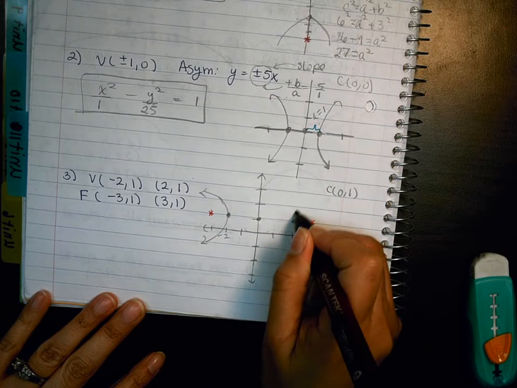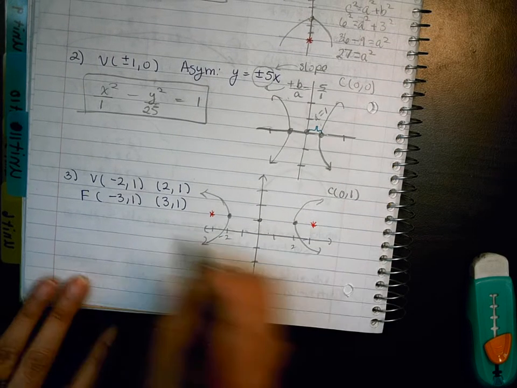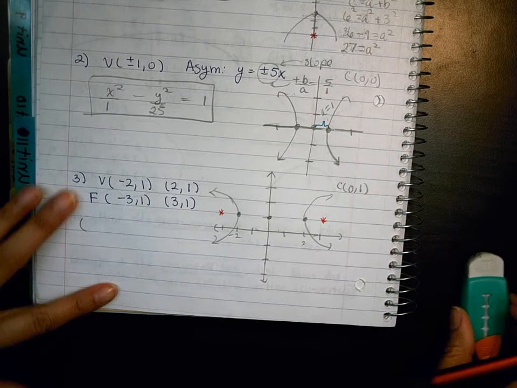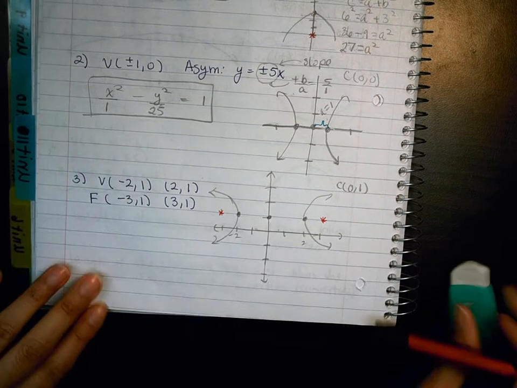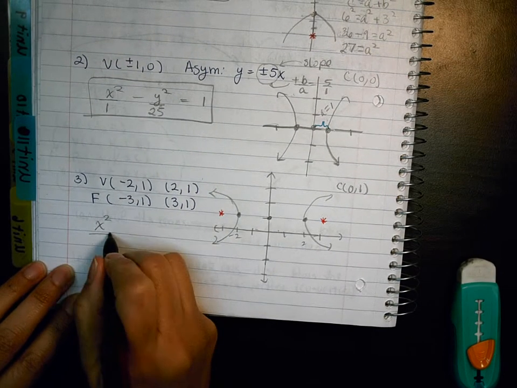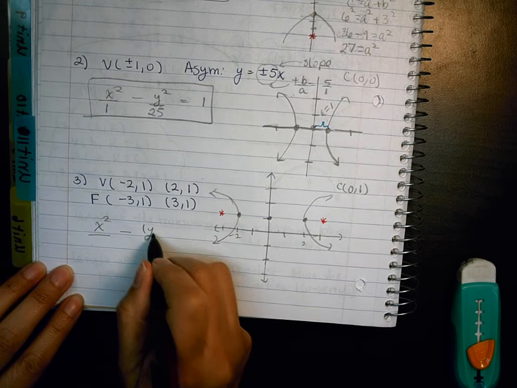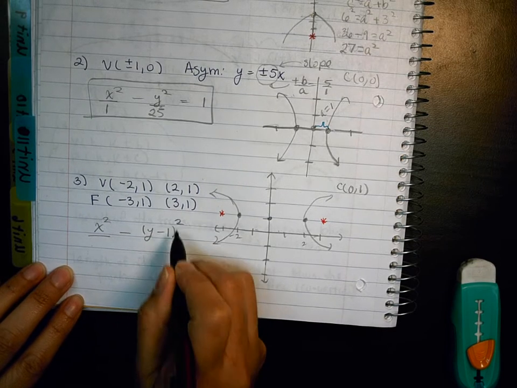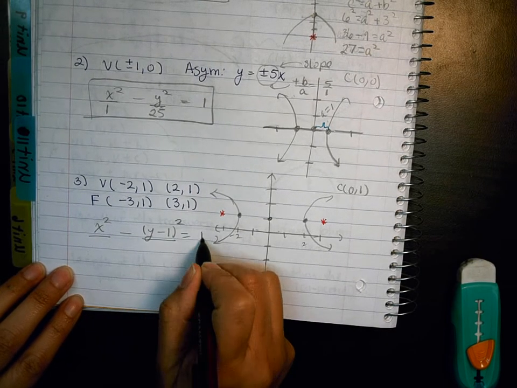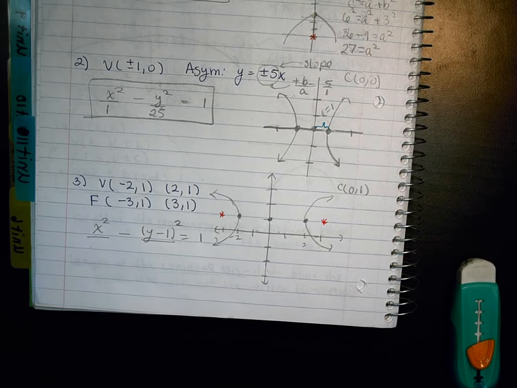X or Y? X. So X minus 0, I'm just going to write that as X squared over A squared minus Y minus 1 quantity squared over B squared. Don't forget the equals 1. Okay, right now, because it's opening right and left, what value do we know? A or B? A. So find your A value and your C value. Do that now.